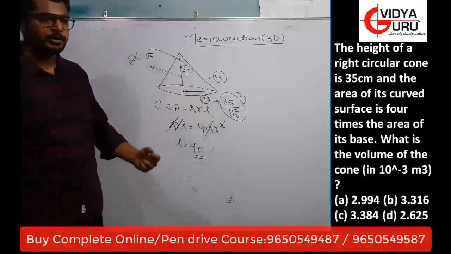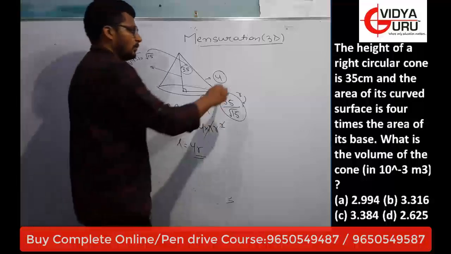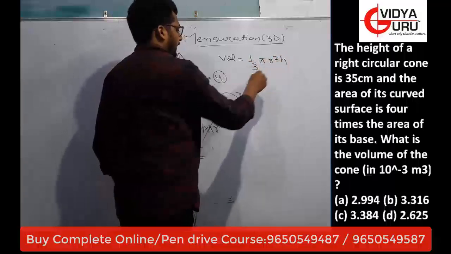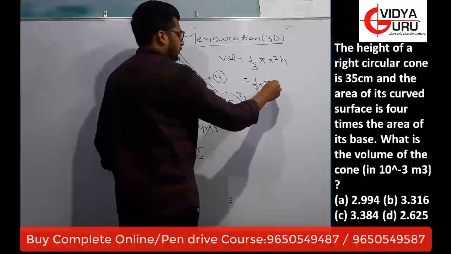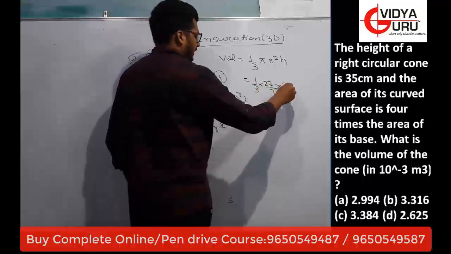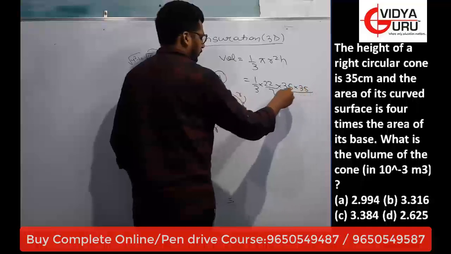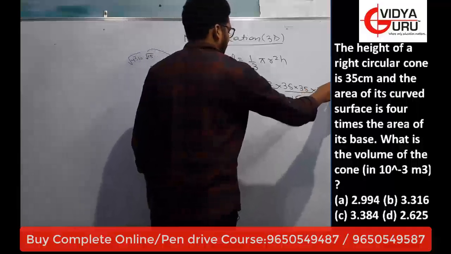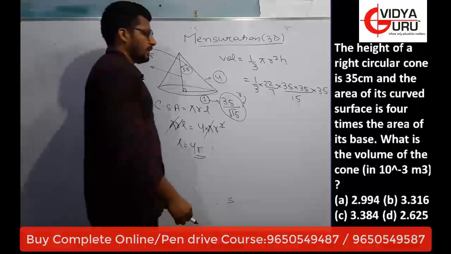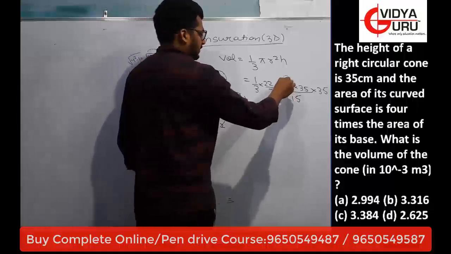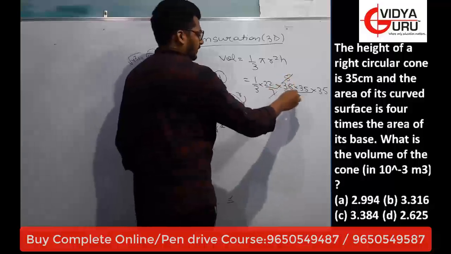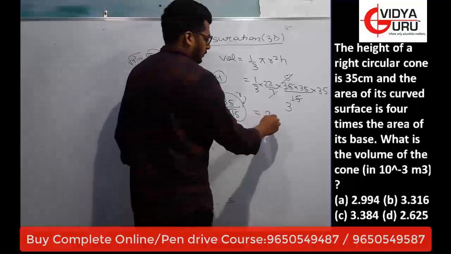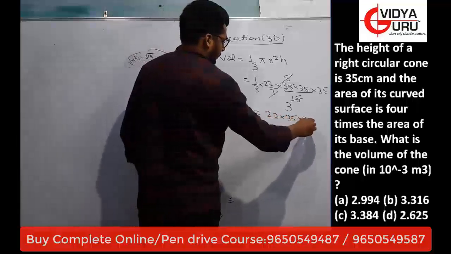The question is asking for the volume in 10 to the power minus 3 meter cube. What is the volume of a cone? 1 by 3 pi r square h. So 1 by 3, 22 by 7, and r square is 35 into 35 by 15, since root 15 into root 15 is 15. And the height is 35. So if I cancel out now, 7 5 times will be 35, 5 3 times, and what is left is 22 into 35 into 35 by 9.